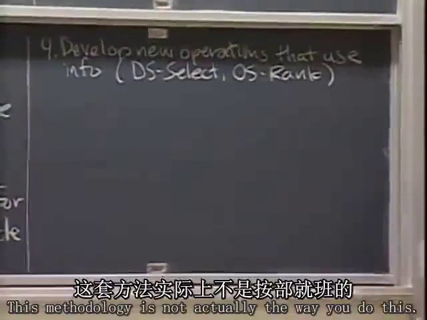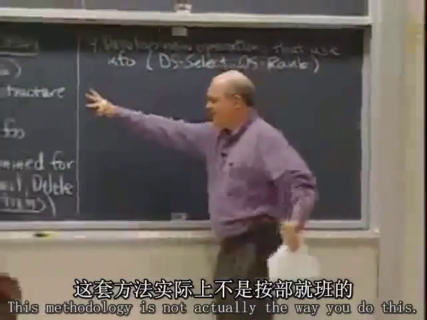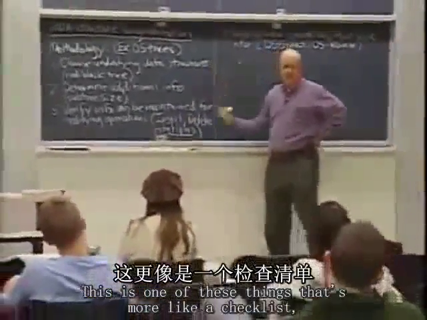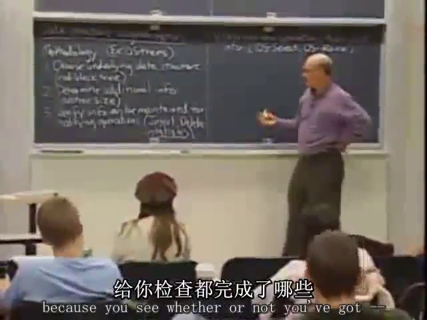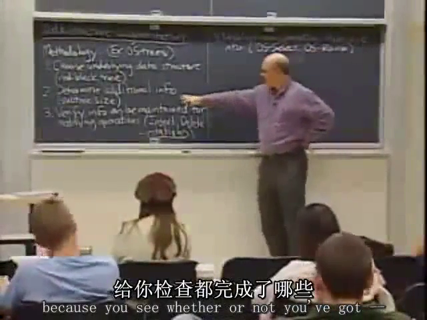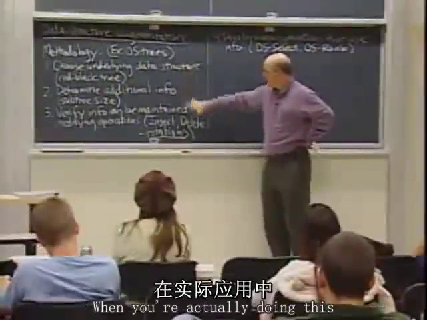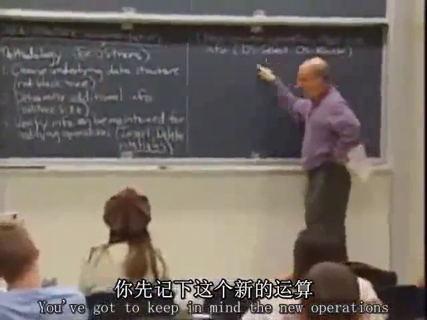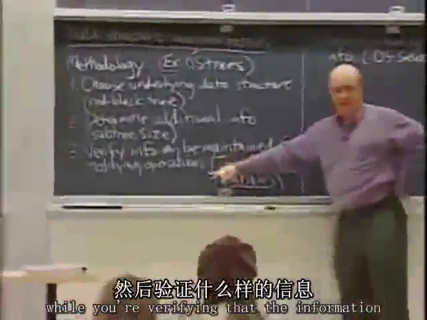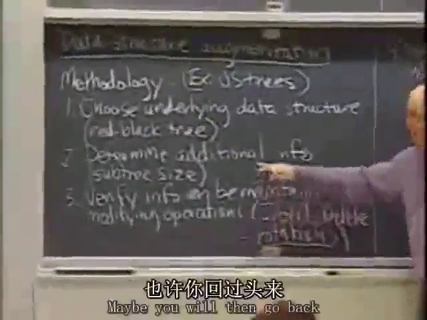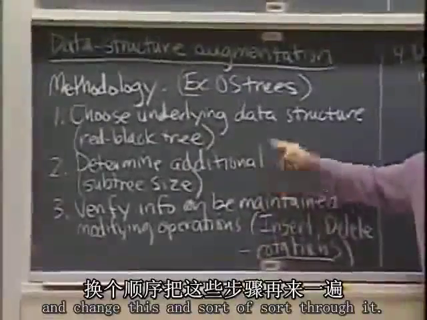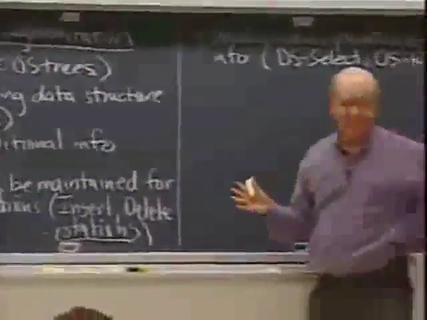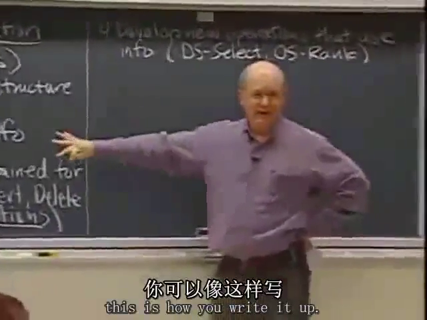So this methodology is not actually the way you do this. It's more like a checklist. When you're actually doing this, maybe you develop the new operations first. You have to keep in mind the new operations while you're verifying that the information you're storing can be maintained. Maybe you then go back and change things, and you sort of sort through it. This is more a checklist that, when you're done, is how you write it up.